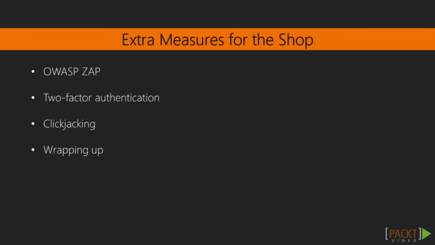And then we went on to the final section where we learned about OWASP ZAP, that vulnerability scanner, and some interesting features it had available to us, and also two-factor authentication and how important that could be potentially for users and administrators. And then we looked at clickjacking, the previous video, and how users can potentially be tricked into clicking something that they didn't really intend to do. And then we have this video, wrapping up.